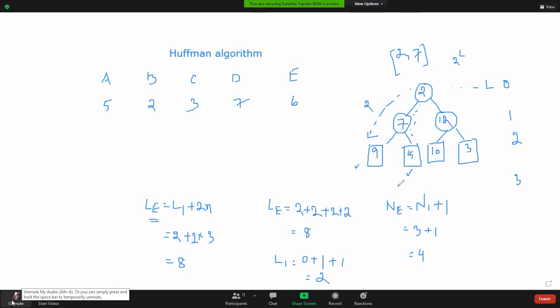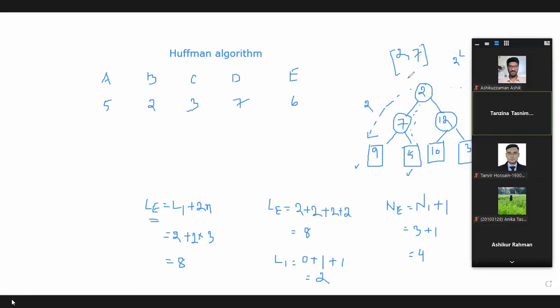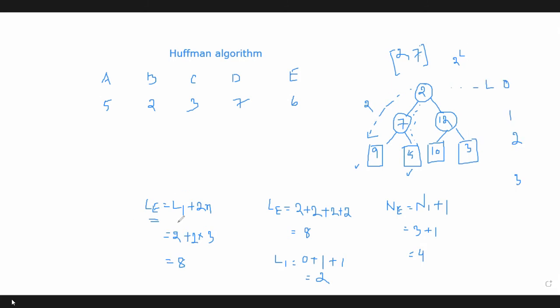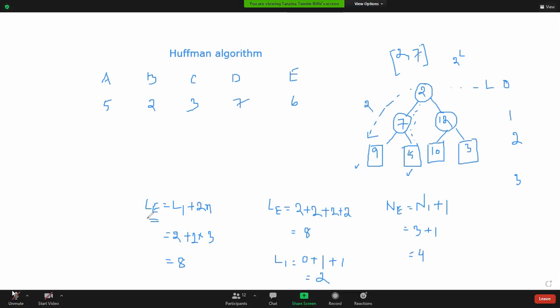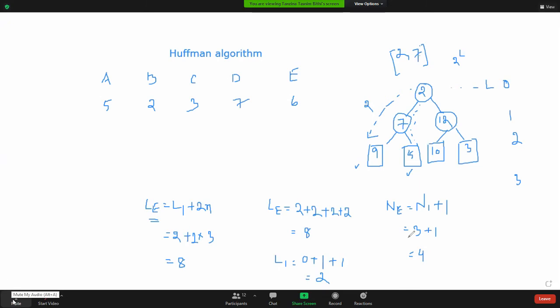So the relationship between the number of internal nodes and the number of external nodes is NE equals NI plus 1. In a 2-tree, we will always find that if the number of internal nodes is 6, then the number of external nodes will be 7. And what about the path length? We can use this equation. Suppose only the path length of the internal nodes is given, then we can easily find the path length of the external nodes. Just use this equation, LI plus 2N, where N is the number of internal nodes. Is it clear? Yes, ma'am.